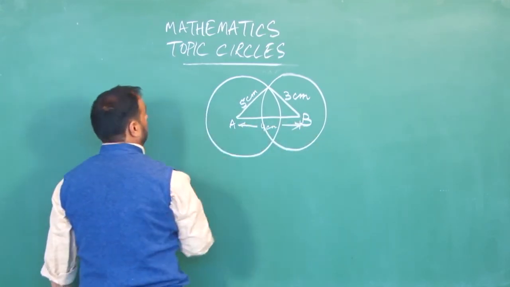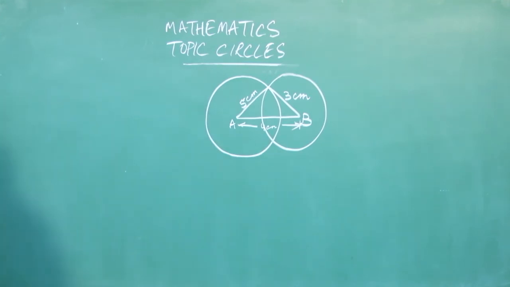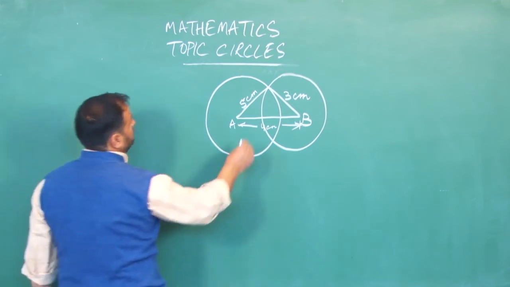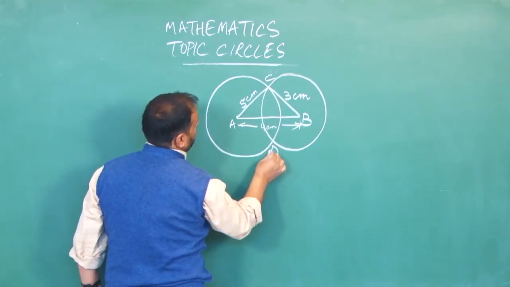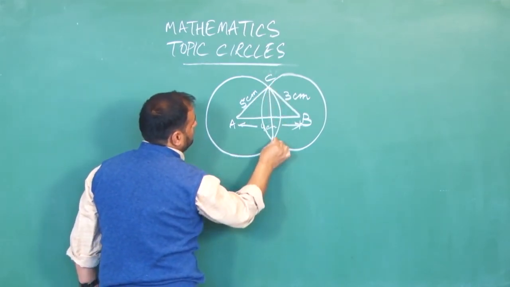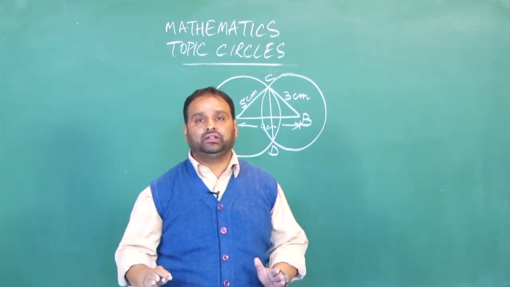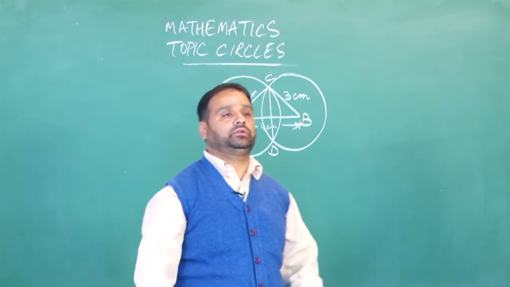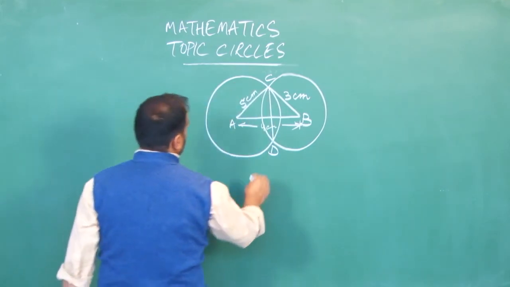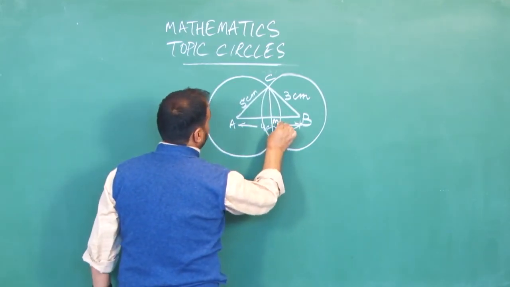Now, we join these 2 points C and D, the points of intersection. It forms a common chord. We need to find out the length of that common chord. Now, the point of intersection is to be taken as M.